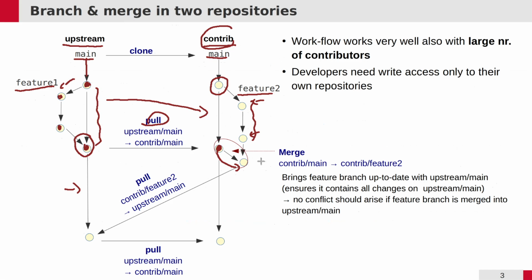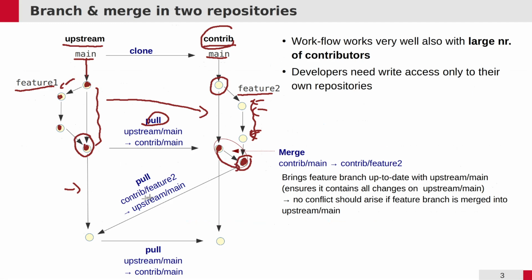What does it mean? It means that the branch feature 2 now contains all the changes which the contributor did, plus all the changes which were made on the main branch while this development was going on. So basically this commit here contains everything which is on the main branch, plus all the commits which the feature branch contains.